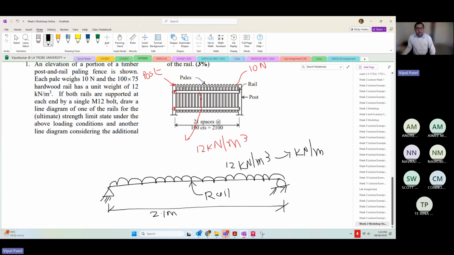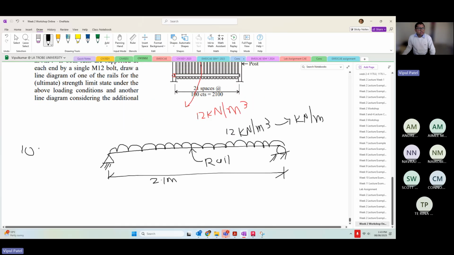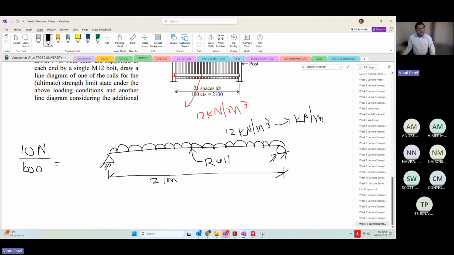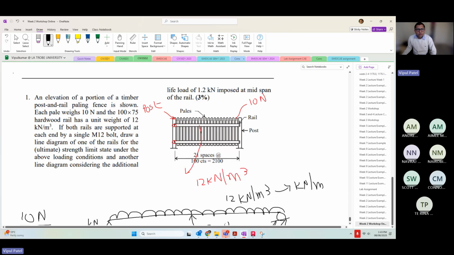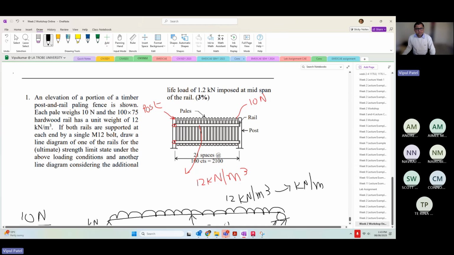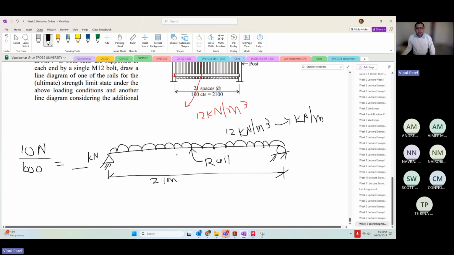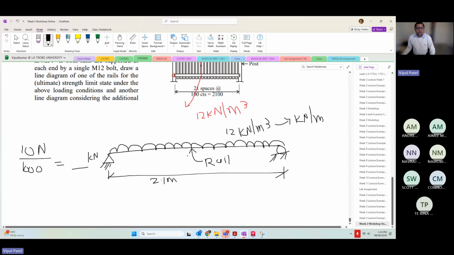After that, you calculate the weight of the pail, which is 10 newtons. So you have 10 newtons divided by a thousand, and you will get values in kilonewtons, right? And how many in total? You can count 1, 2, 3, 4, 5, 6, 7, 8, 9, 10, 11, 12, whatever it is, multiply that. That is the total weight. Then divide by the space that you have. So that is your dead load, the own weight and the railing or pail weights that go on here.